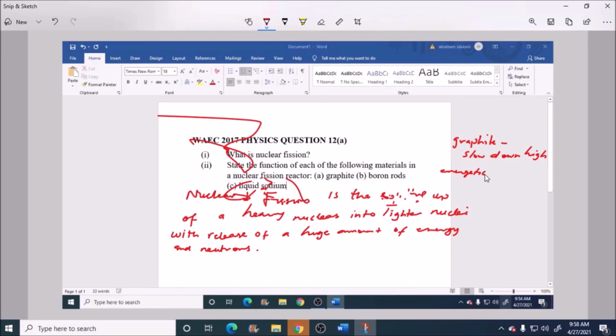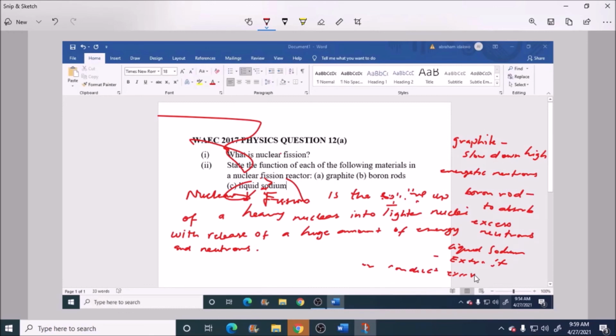Then the function of boron rod is to absorb excess neutrons, and then the function of the liquid sodium is to extract or conduct excess heat from the reaction chamber.